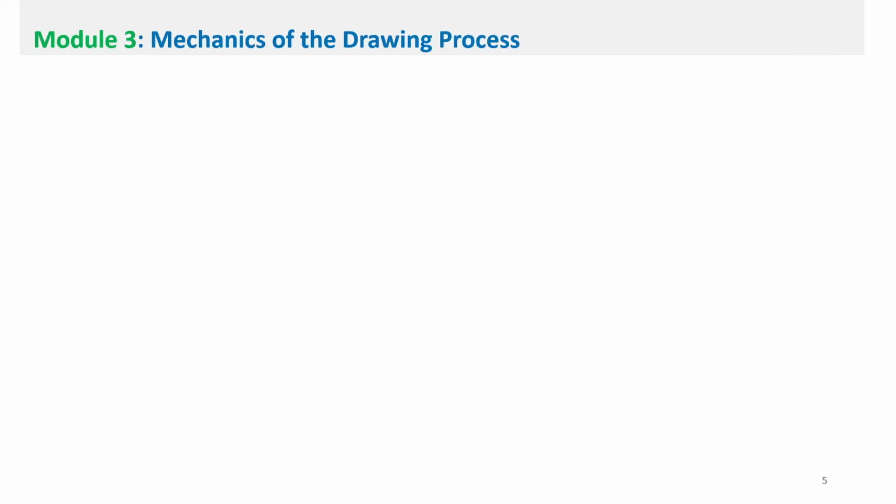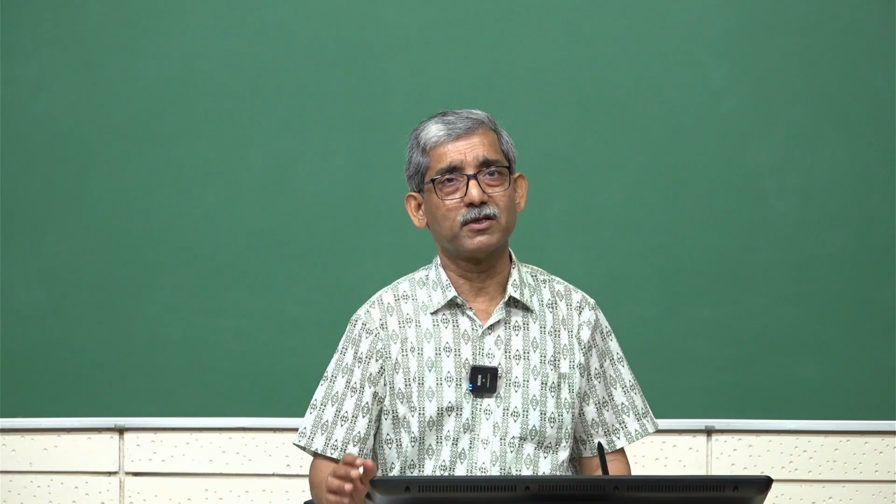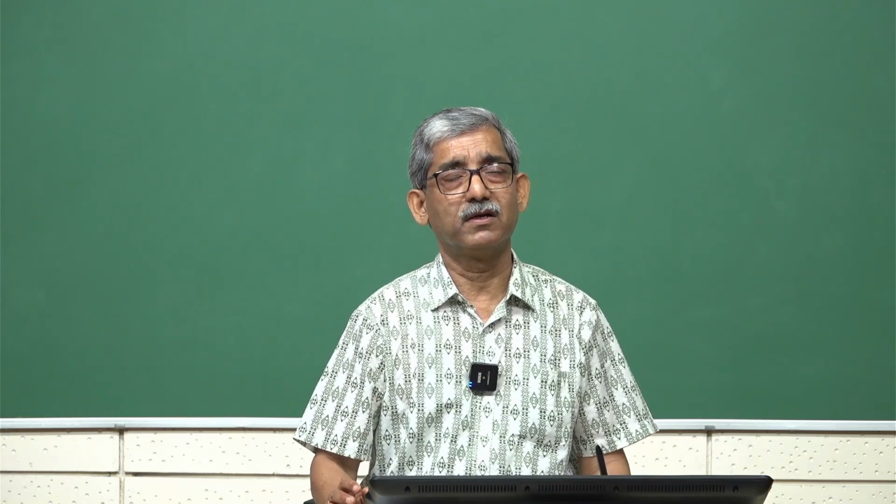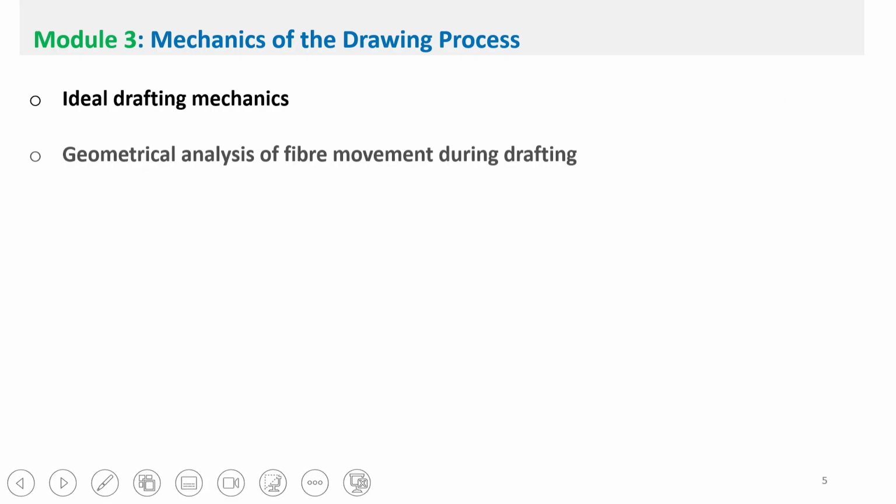So, after carding we will then discuss the mechanics of the drawing process. Drawing is also an important process in staple spinning, because it has different functions. But here the mechanics we will discuss is ideal drafting mechanics. So, we will see what the ideal drafting is. Through the diagram we will try to understand the ideal drafting mechanics.